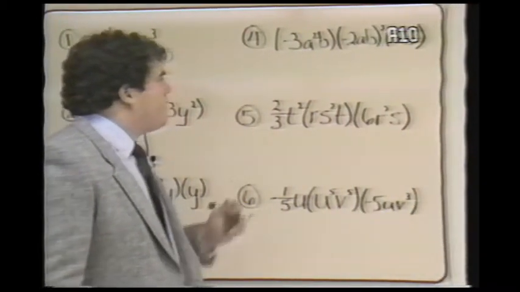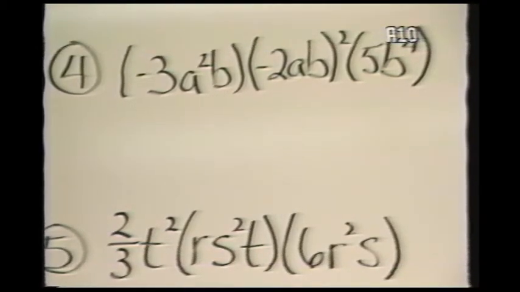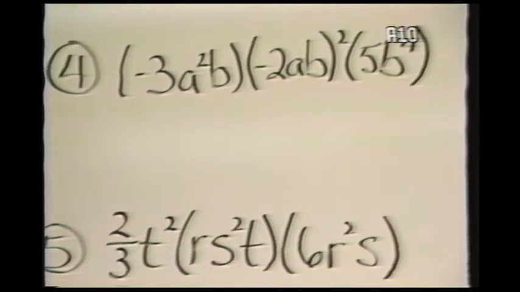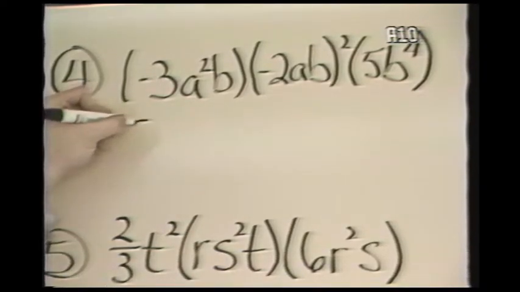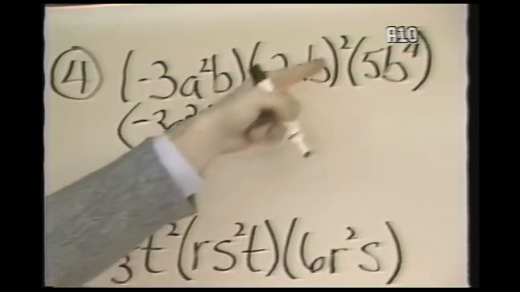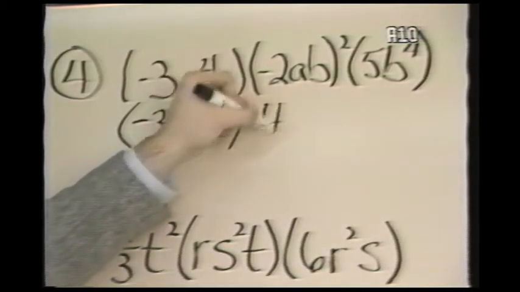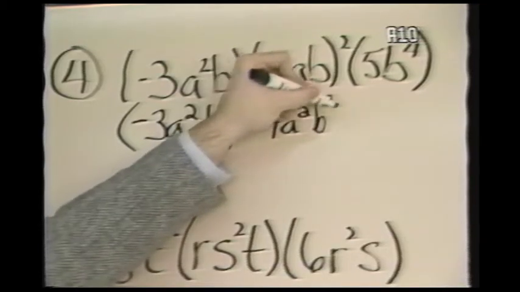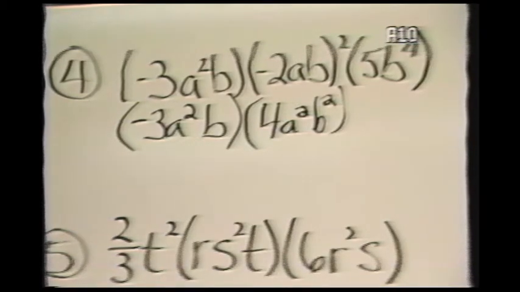Problem number 4. Now, we have to be careful here because they tell you to square negative 2ab. So this problem, which is negative 3a squared b times negative 2ab squared times 5b to the 4th, let's see what we get. This first expression remains the same, negative 3a squared b. We have to exponentiate or square this before we do any multiplying. So negative 2ab times negative 2ab is 4a squared b squared. It's positive 4. Negative times a negative is a positive. And our last expression is 5b to the 4th. That stays there also.